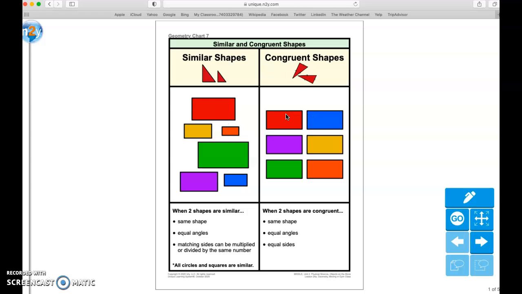If they are congruent, they are equal. They have equal angles, equal sides, equal shape. It's the same shape, okay? So if they're congruent, that means they're the same. If they're similar, that means they are either larger or smaller, but it's the same shape.